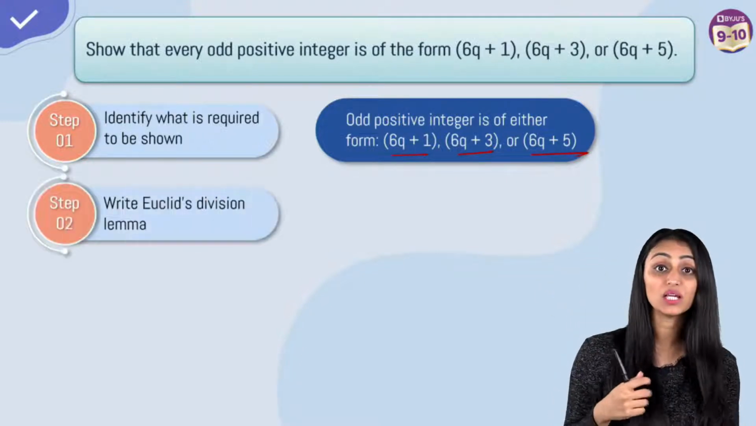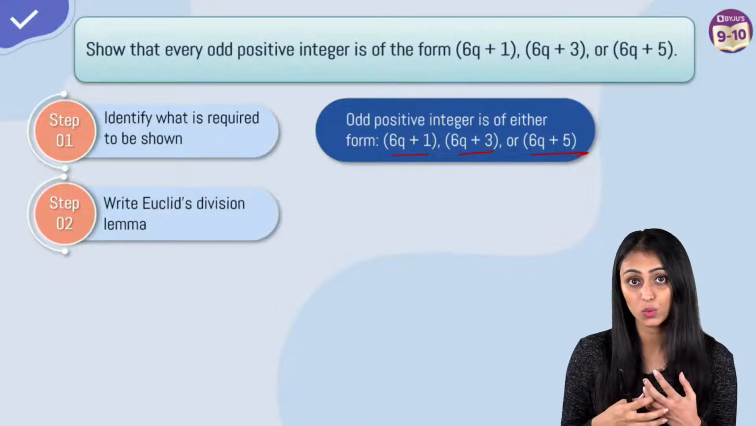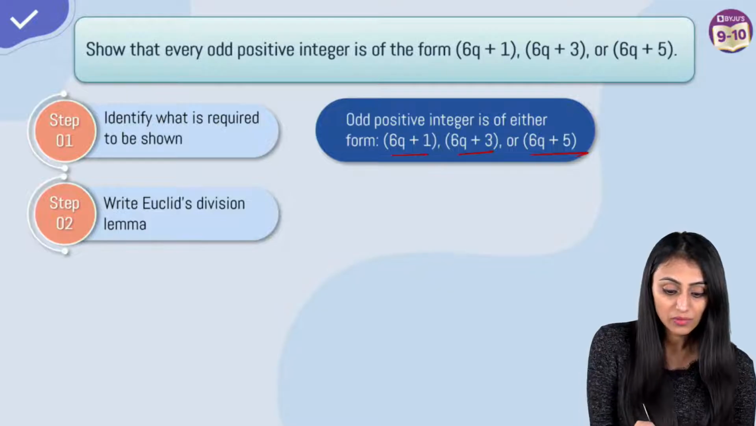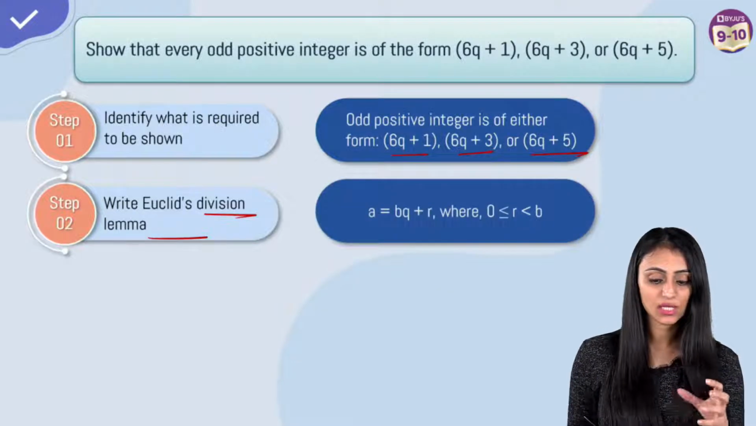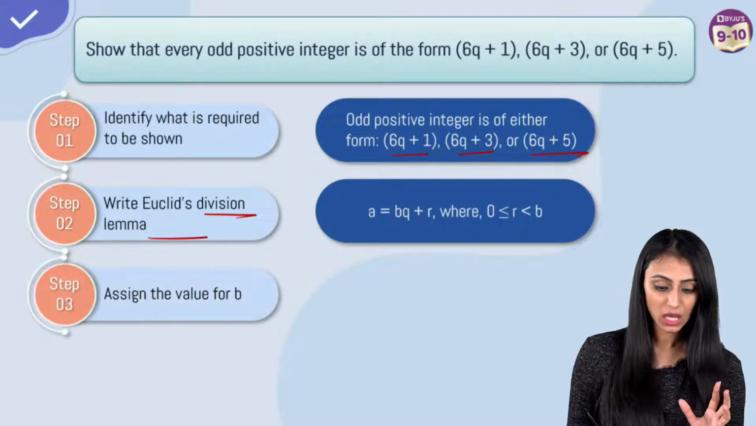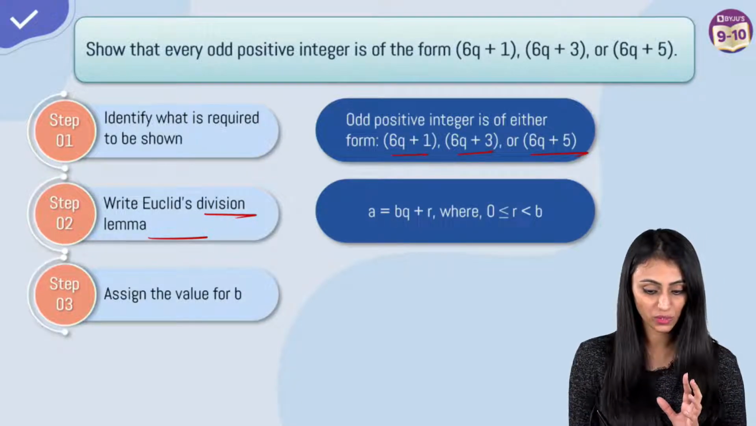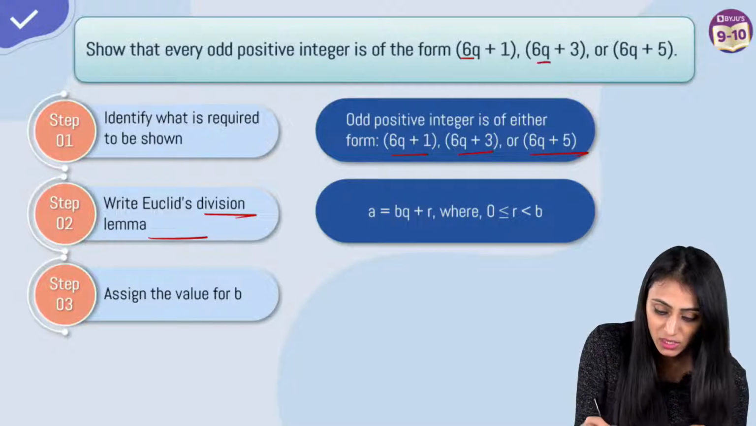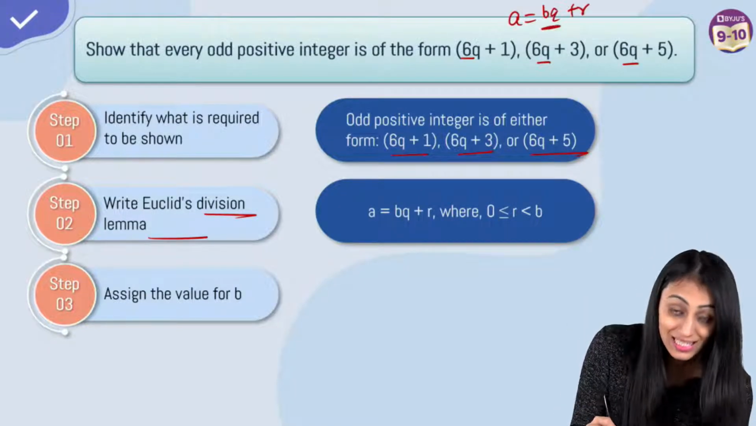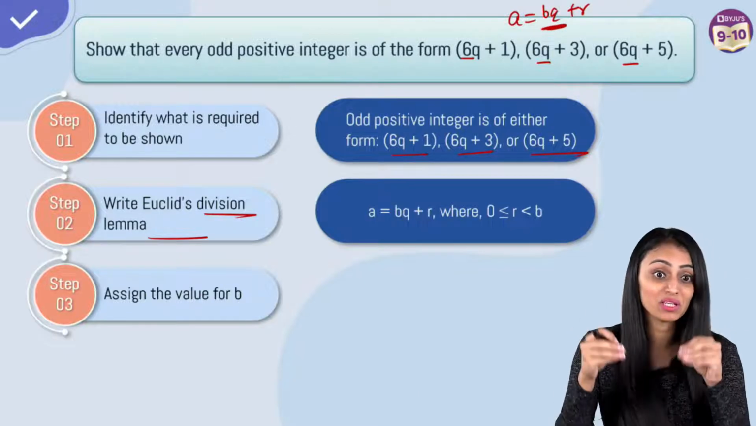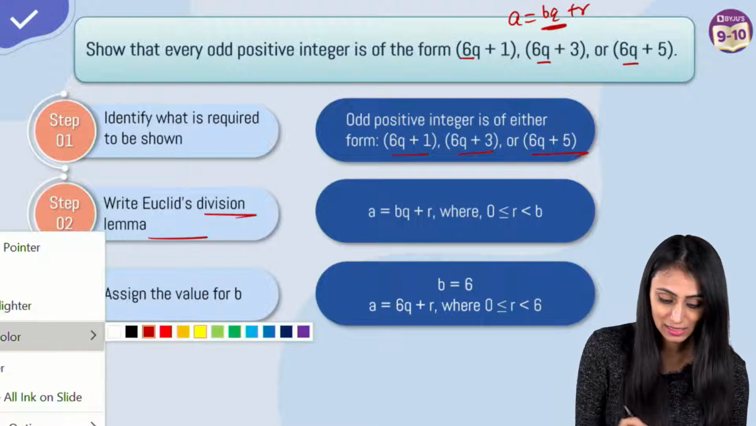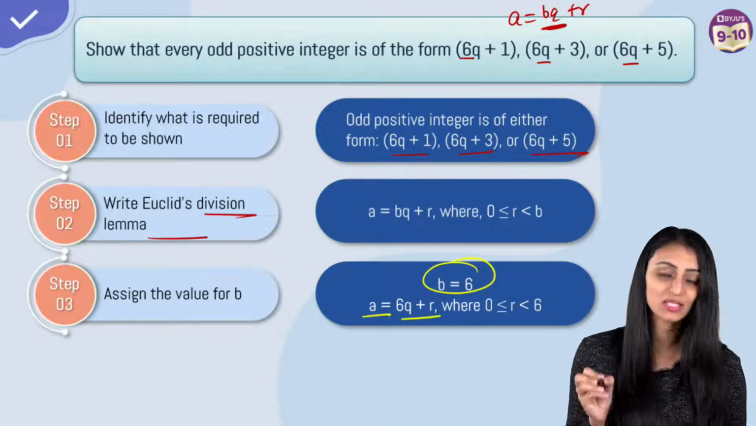So first, I am telling you how to start, how to go about these questions, where you need to start from. Then we will write Euclid's division lemma, which is a equal to bq plus r, where r is greater than or equal to 0 and less than b. Now we will assign the value for b. It's already mentioned 6q, so in place of b we have 6. So b would be 6 in this case, and a is equal to 6q plus r.